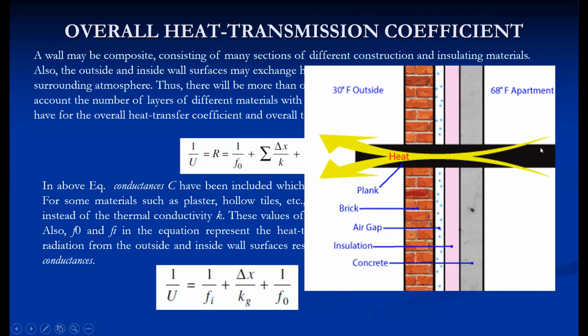And obviously the heat flows from high temperature to low temperature. This is outside and also inside. This is a winter condition, we can say, in which the heat is transferred from inside to outside. This is about the overall heat transmission coefficient and how to calculate it.